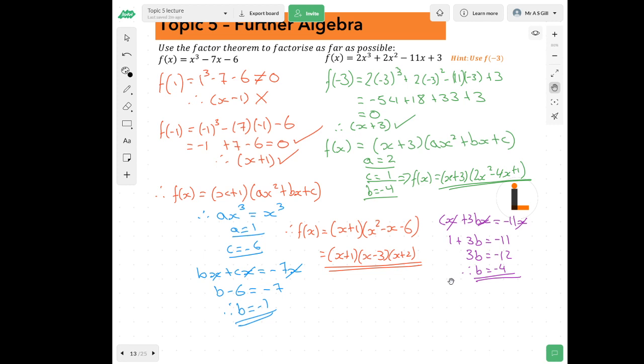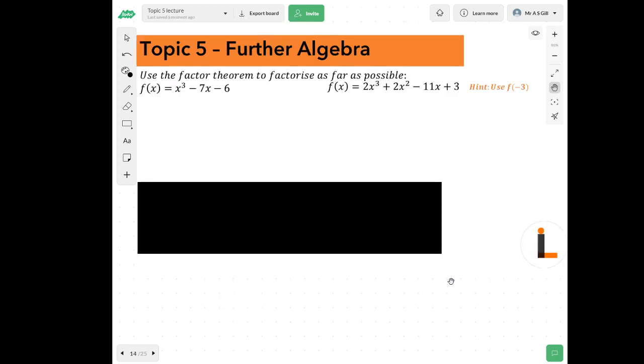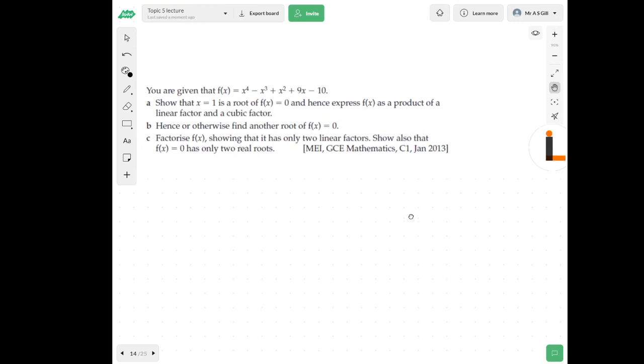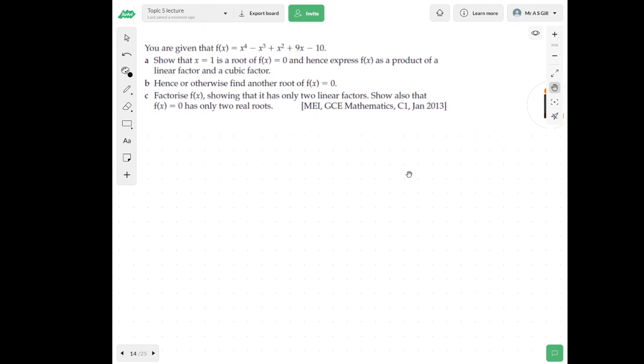Okay, so let's look at an exam question now. So down here we've got a very typical exam question. I'm just going to scroll this up. So I'm going to give you just some time to read through this.